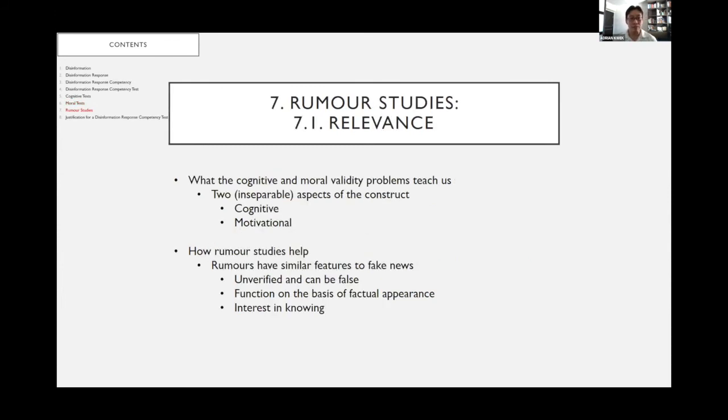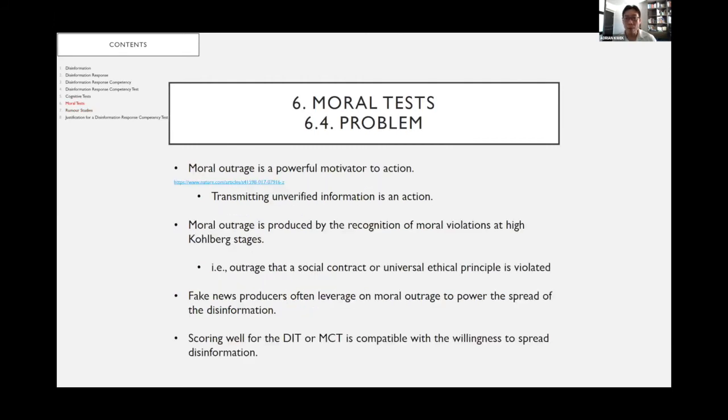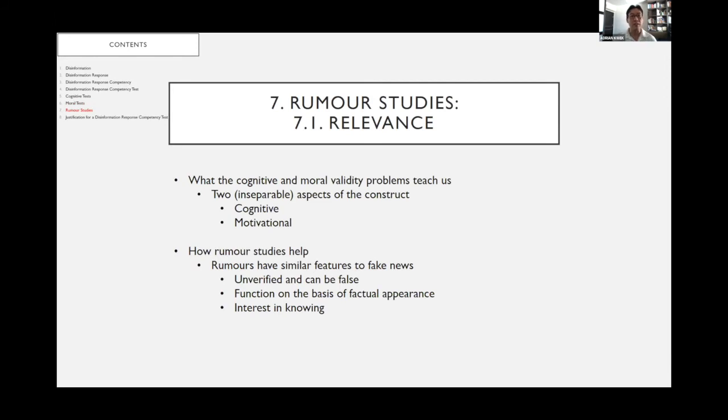Okay, so let's move on to something else. So what the cognitive and moral validity problems have shown us is that there are two inseparable aspects of the construct, namely the cognitive aspect and the motivational aspect.